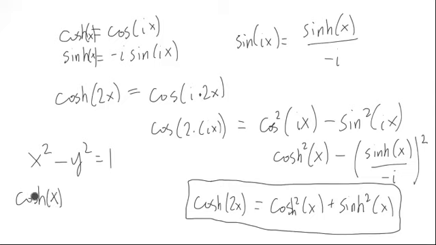We'll just do x. So cosh squared of x minus sinh squared of x is always equal to 1 from the unit hyperbola. Just like cosine squared plus sine squared is equal to positive 1 from the unit circle, we have this from the unit hyperbola.